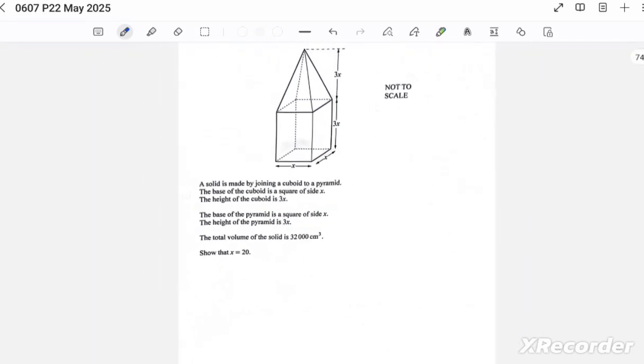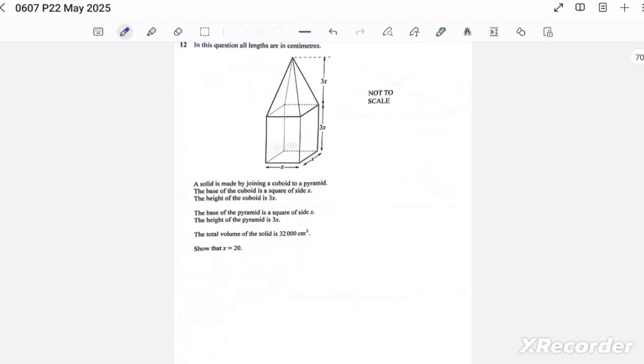Let's take it step by step. You know that the volume of the pyramid equals 1/3 the base area times the height. So 1/3, the base area here is a square.